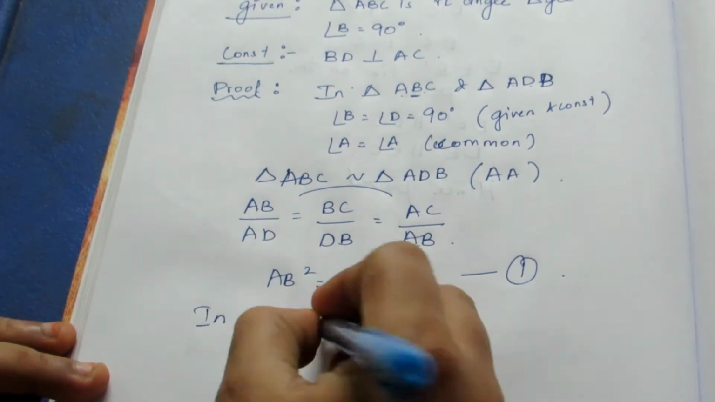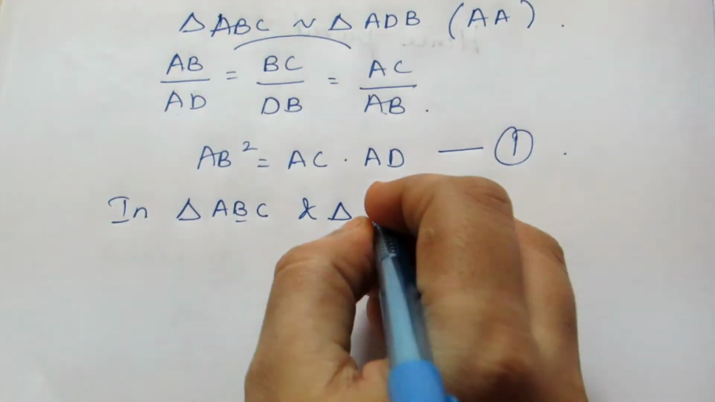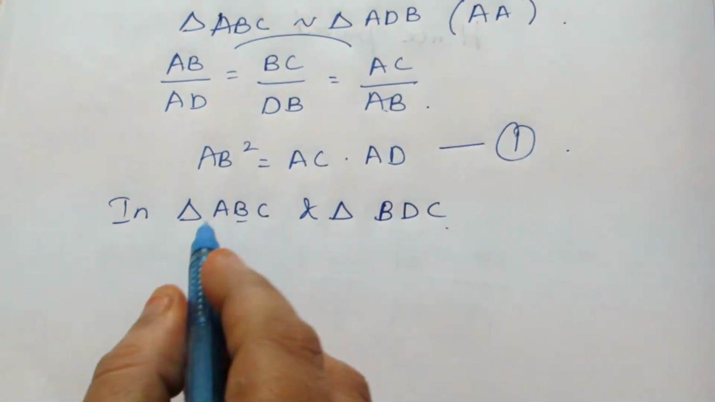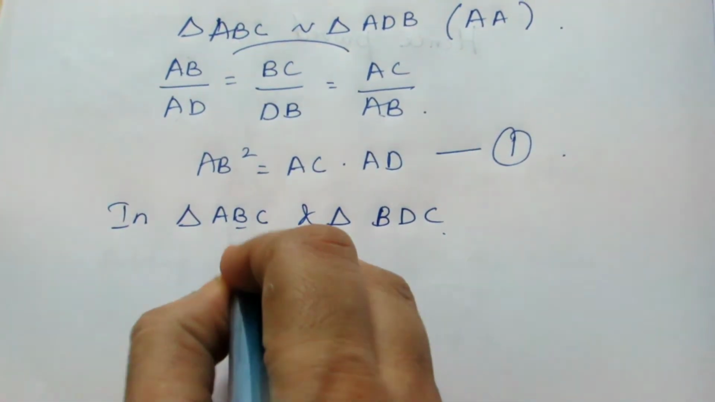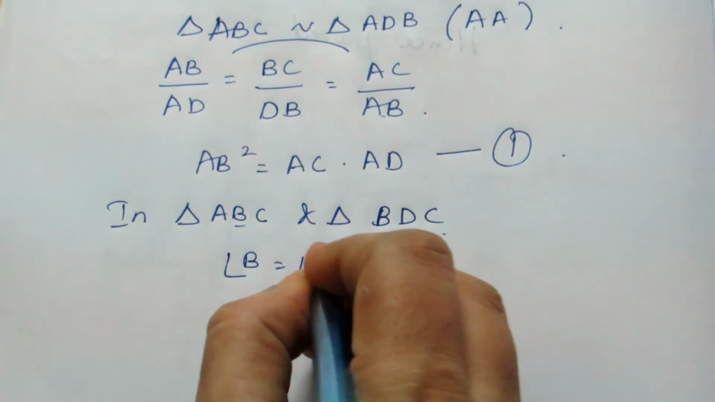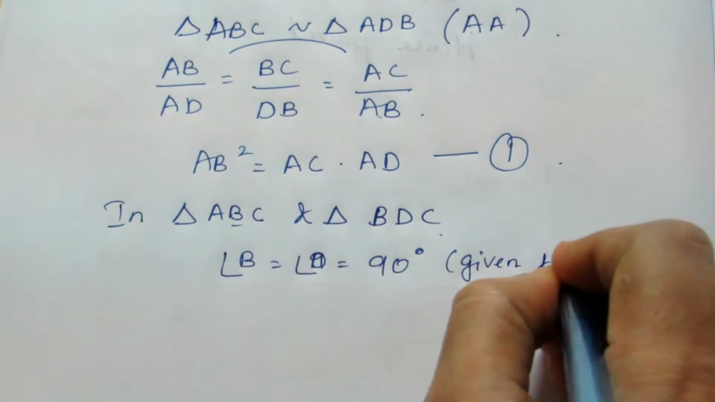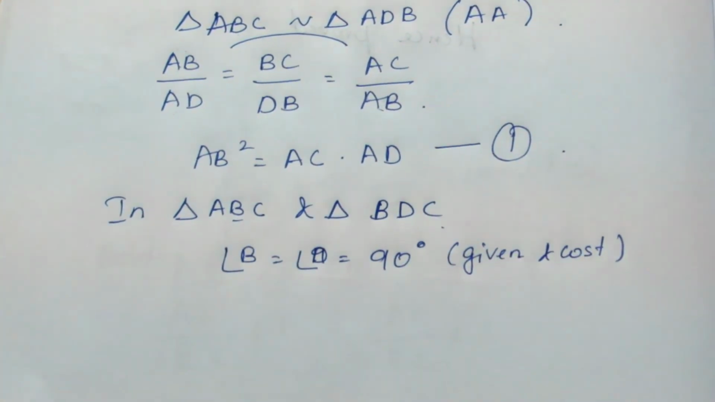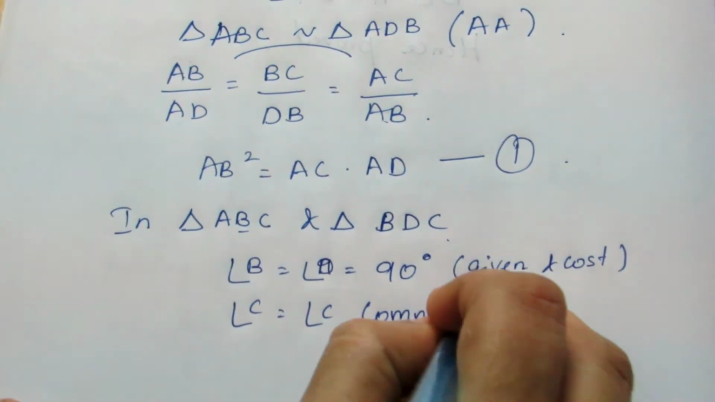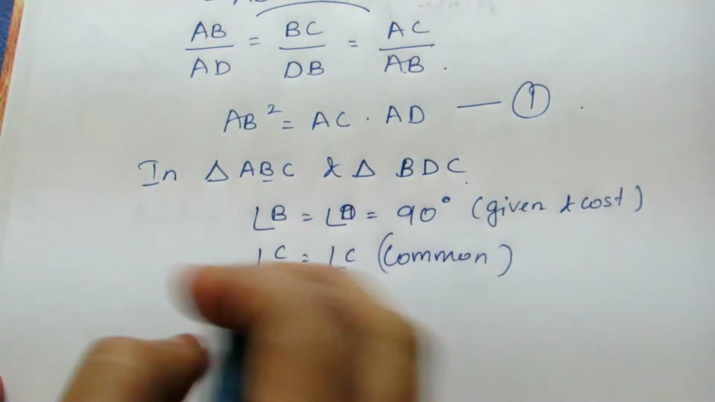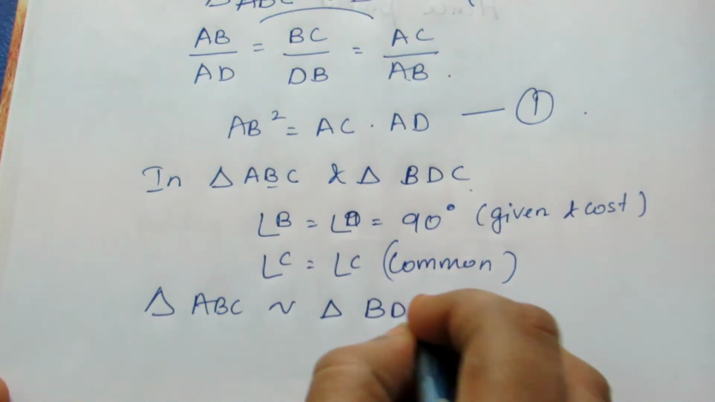So we can directly say in triangle ABC and triangle BDC, we are going to prove the similarity. We know that angle B equal to angle D equal to 90 degree, as I told before. This is by given and construction: one is by given, the other one is by construction. Now we know that angle C equal to angle C, which is common in both the triangles. So now we can directly say triangle ABC is similar to triangle BDC.